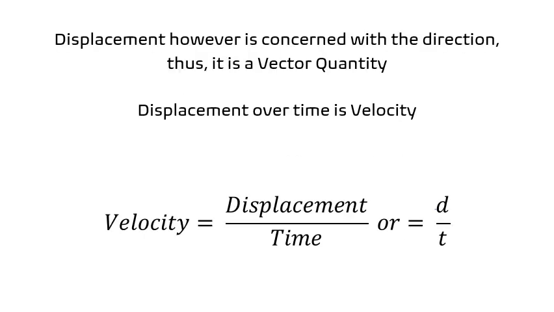Displacement, however, is concerned with the direction. Thus, it is a vector quantity. Displacement over time is velocity. By formula, velocity is equal to displacement over time, or small letter d over t.